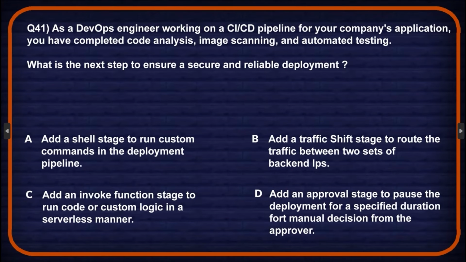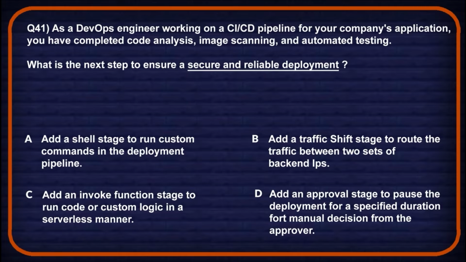Okay, let's look into question number 41. As a DevOps engineer working on a CI/CD pipeline for a company application, you have completed code analysis, image scanning, and automated testing. What is the next step to ensure a secure and reliable deployment? Okay, let's look into the options.